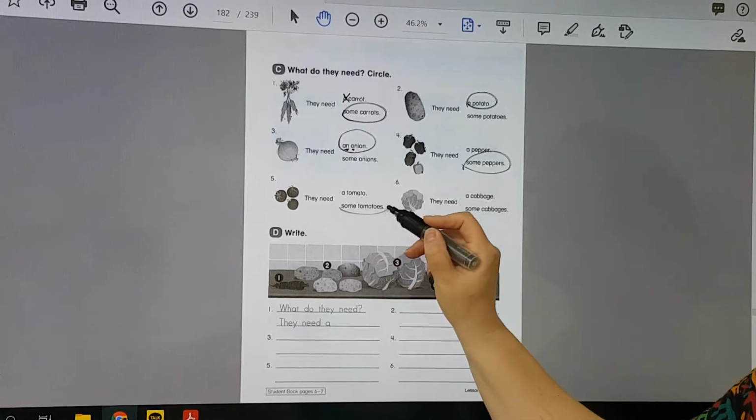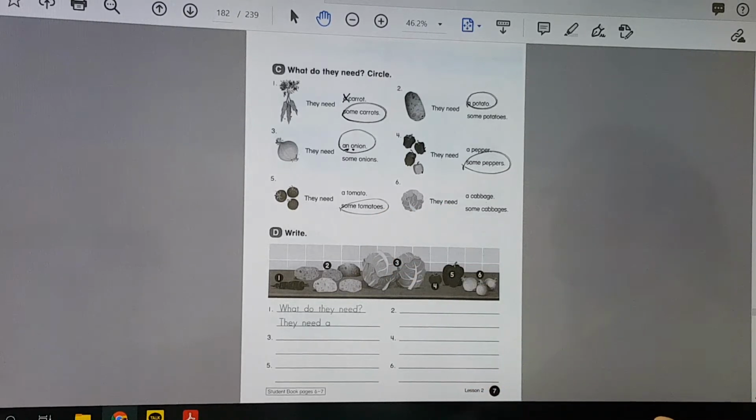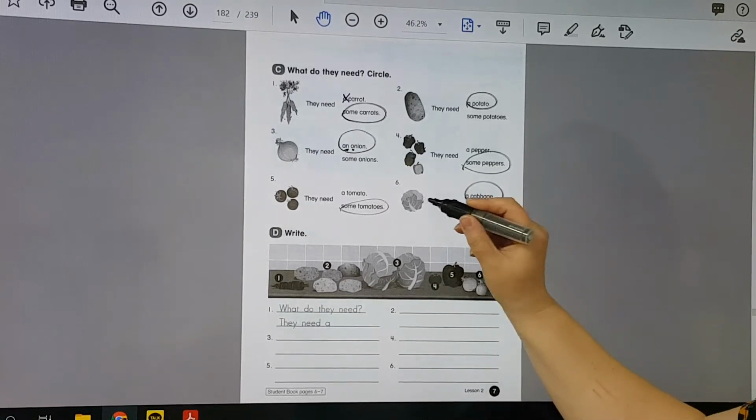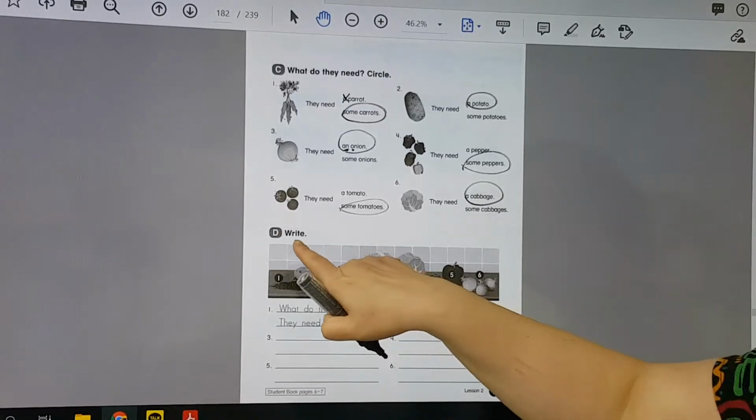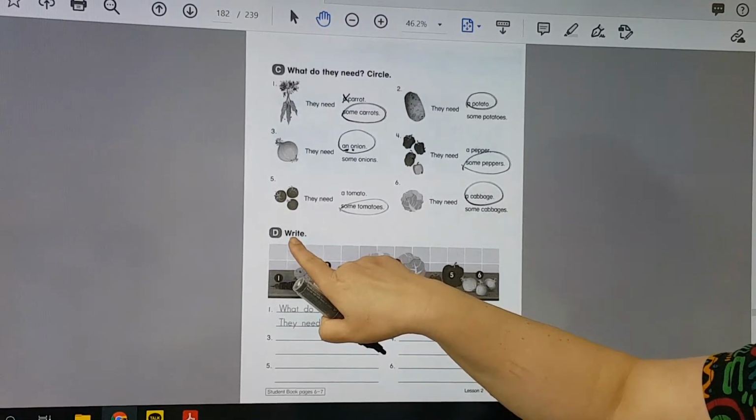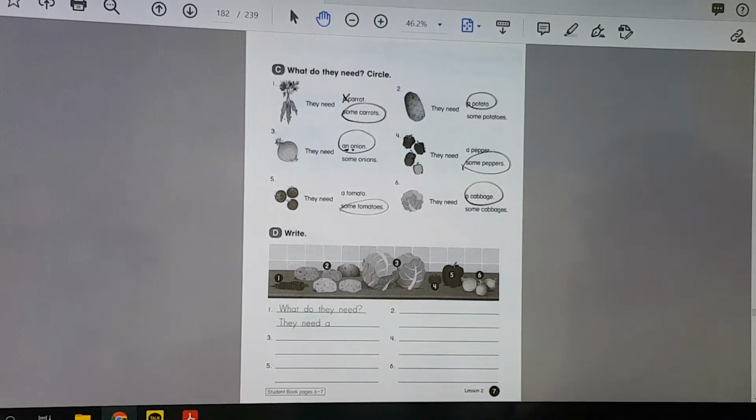Number 5, what do they need? They need some tomatoes. Very good. And number 6, what do they need? They need a cabbage. Only one. So they need a cabbage. Now, down at D, what does it say? Write. So we need to write.